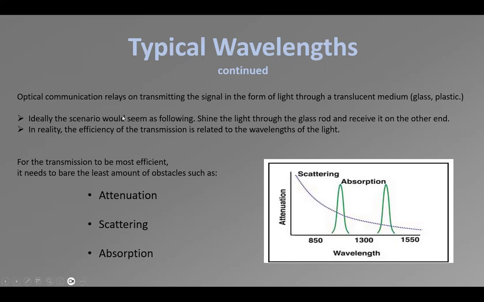Let's see what I have here. Optical communication relies on transmitting the signal in the form of light through a translucent medium, glass, or sometimes plastic, some of the newer ones. Ideally, the scenario would be as follows. Shine the light through the glass rod, and receive it on the other end. Simple idea, right? In reality, the efficiency of the transmission is related to the wavelengths of light.